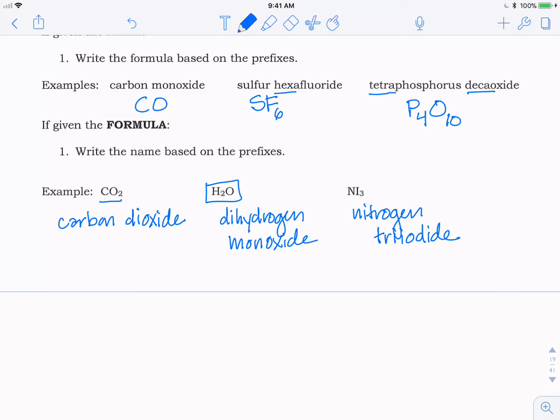So go ahead and go to the next page and you can practice naming and writing covalent compounds.